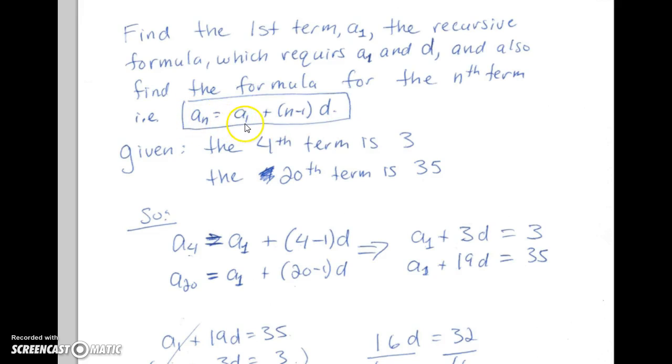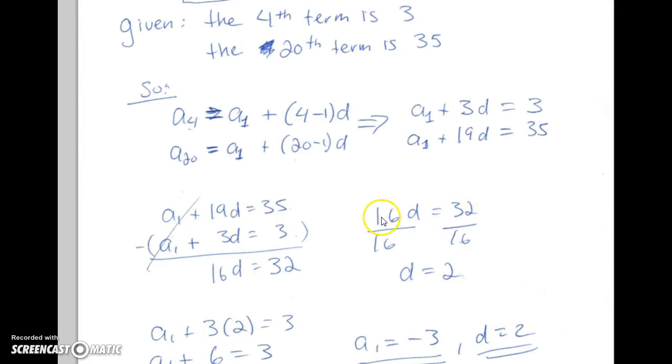Okay. A sub n equals a sub 1 plus n minus 1 times d. All right? You can kind of work this out without doing below. Basically, I know when we go from the 4th term to the 20th term, that's 16 terms, and I go from 3 to 35, that's a difference of 32. Okay? So that's basically 32 and 16 terms, so the common difference is going to be 2.